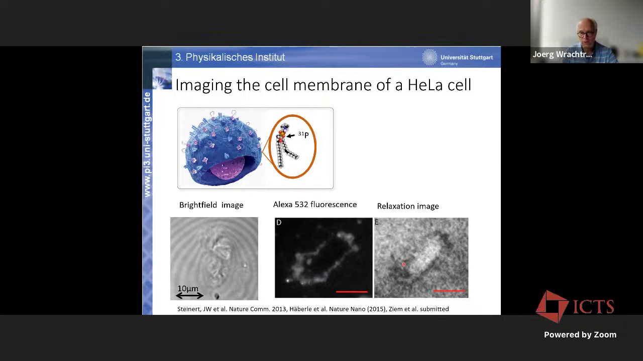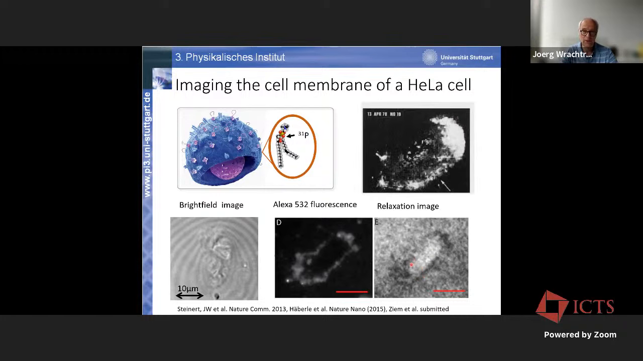So signal to noise, of course, here is bad. It's probably as bad as it is in the fluorescence image. But the advantage of these MRI images here is that you do not need any staining. So you do not need these dye molecules, and these dye molecules often interfere with biofunction, and you don't want to have them. So this is the first of these types of measurements.